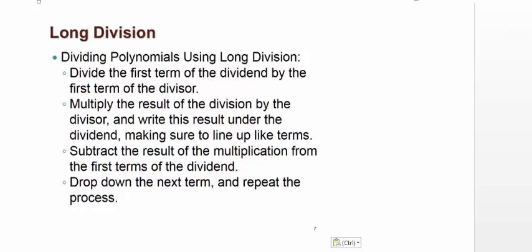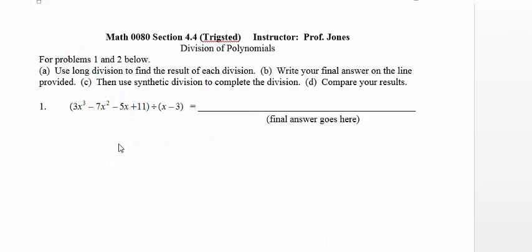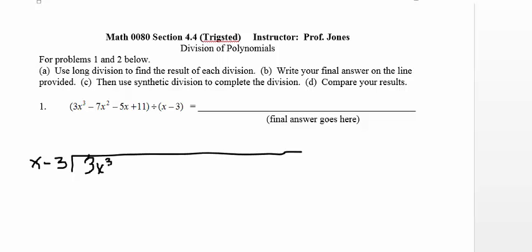So let's take a look at doing this for the first problem in our worksheet. We actually want to do this by long division, write our final answer on the line, and then we want to use synthetic division to do the division problem and compare our results. So first let's just do the long division, and then we'll talk about synthetic division. So here's what I write for long division. This is the format in which I write long division.